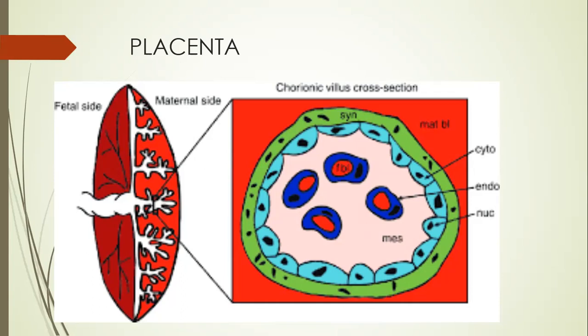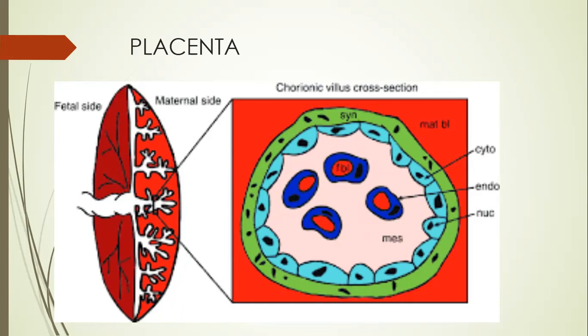It is a discoid, disc-like structure which is 15 to 20 centimeters in diameter. The fetal surface is smooth and the cord is near the center. Whereas the maternal surface is rough and dull red in color. And how many cotyledons will be there? There might be 15 to 20 cotyledons, and there might be grayish spots.